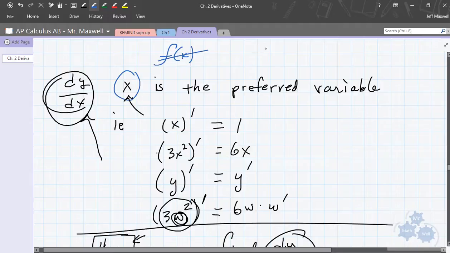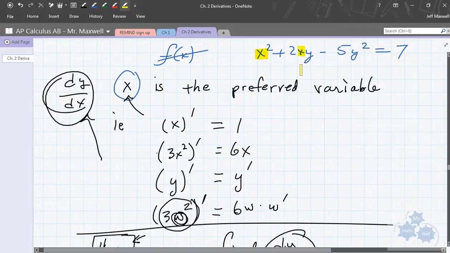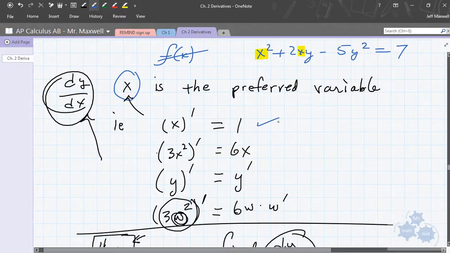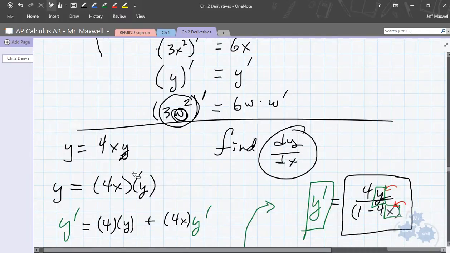So even when it's not a function of x and it's like x squared plus 2xy minus 5y squared equals 7, y and x are all mixed up in there. But x is our preferred variable. The reason I say that is because we know that the derivative of x is 1. The derivative of y is not 1. Even though it's a variable, it's not the preferred variable right here. So when we do that, we use things like the product rule, and we remember that in this case, 4xy, 4x would be a term that contains the preferred variable, and y is the non-preferred variable. So we would want to split it up like this, and then use the product rule.